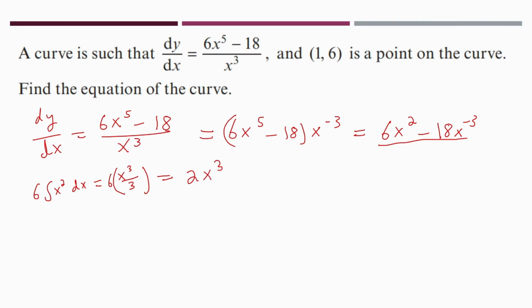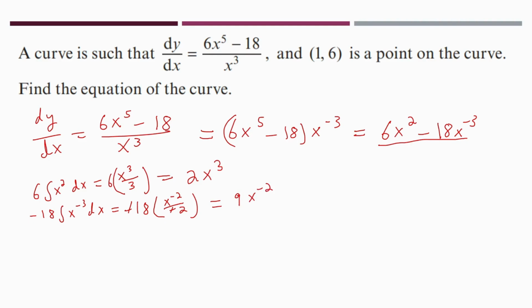Alright, now we can do the same thing for minus 18. Let me write it over here. Minus 18 integrate x minus 3 dx. So let's see, minus 18 into x raised to minus 3 plus 1 over minus 2, and minus 3 plus 1 is minus 2, which is going to come over here too. So the minus and minus are also going to cancel out. We get 9x minus 2.